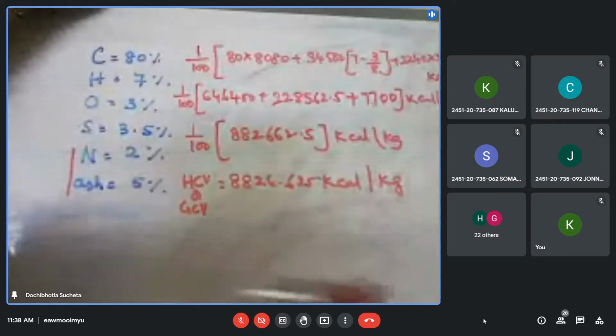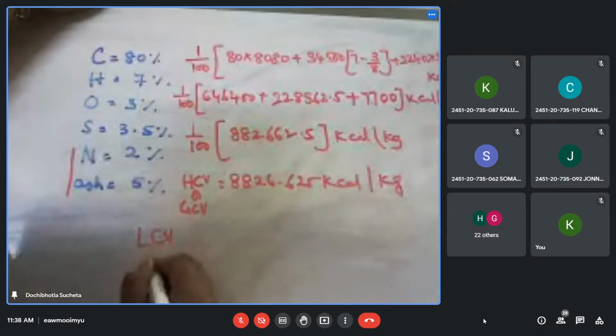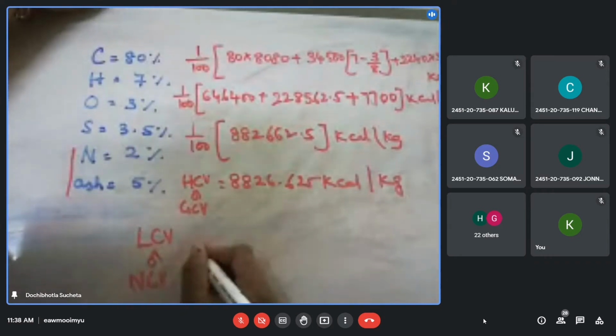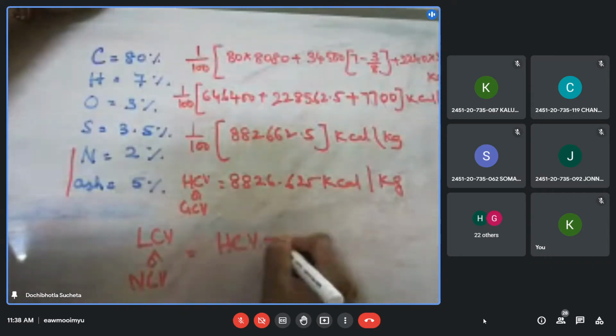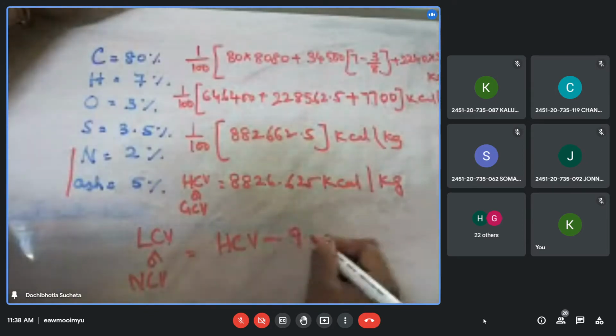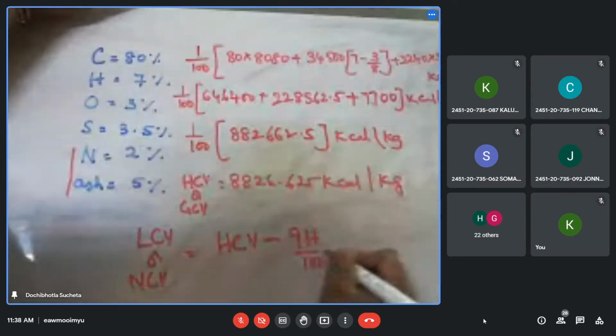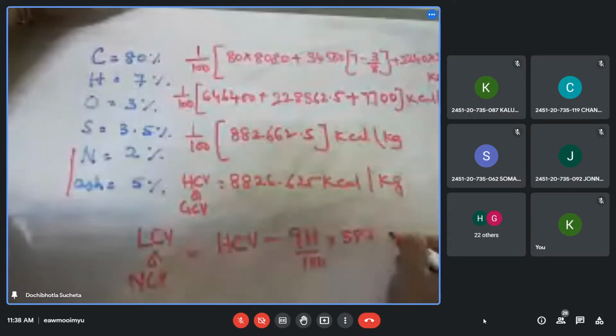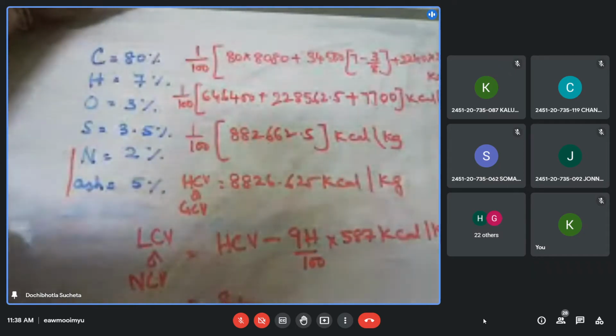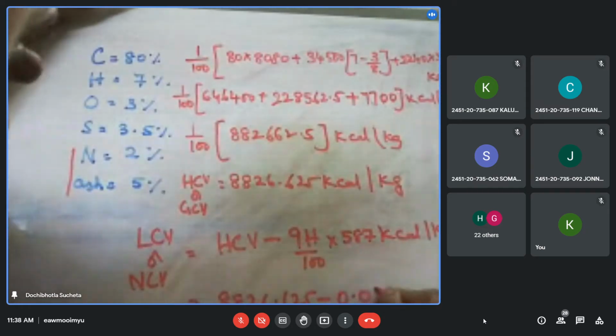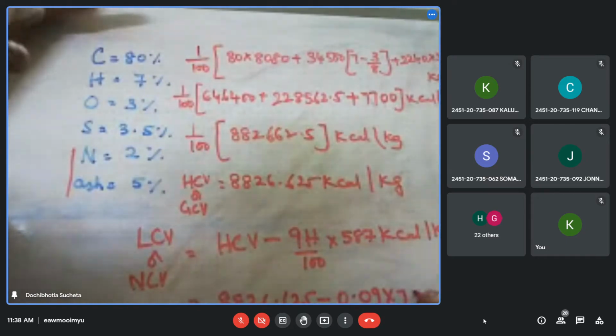LCV or NCV is equal to HCV minus 9H by 100 into 587 kilocals per kg. That will be 8826.625 minus 0.09 into 7 into 587 kilocals per kg.